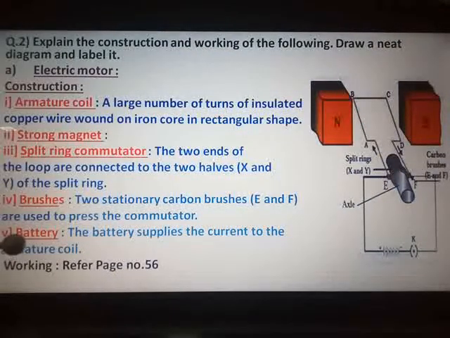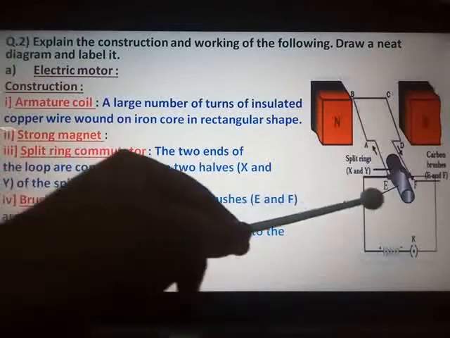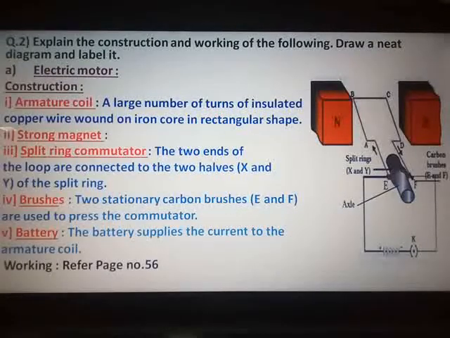And this is very important, battery. The battery which is present in the electric motor supplies the current to the armature coil. So this is the construction part.